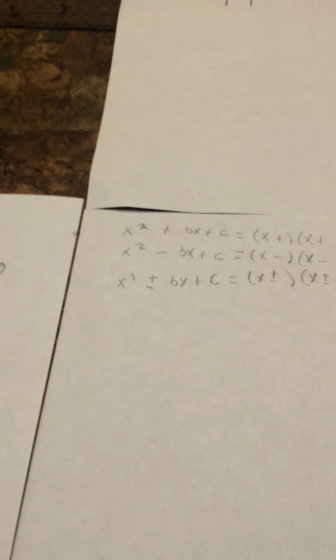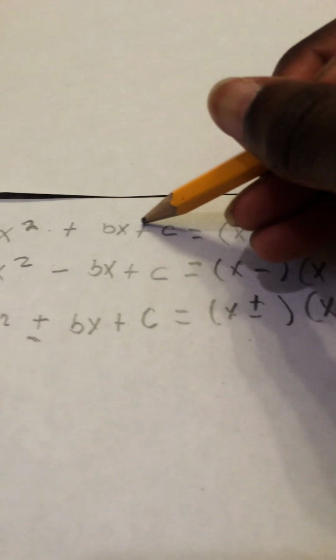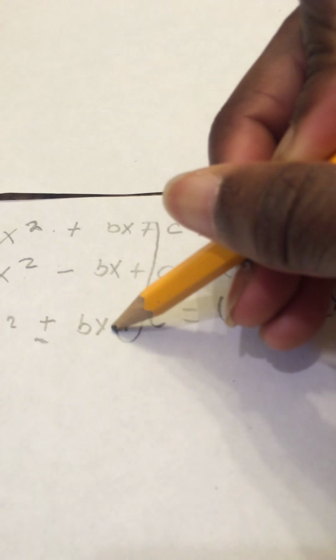This is a video on how to factor trinomials when a equals 1 and a does not equal 1. First off, I'm going to show you a few tips that will help you along the way. First you're going to have to look at this column right here.